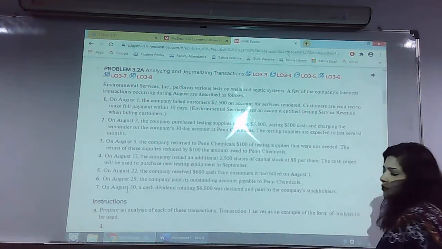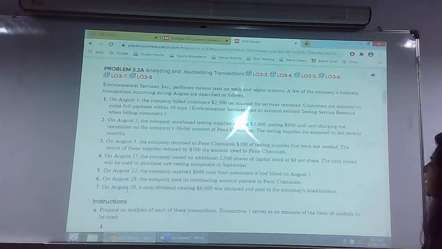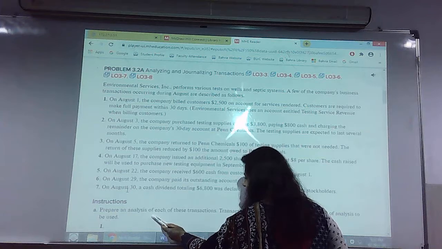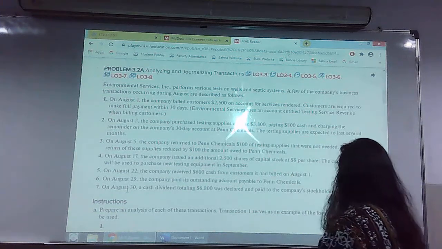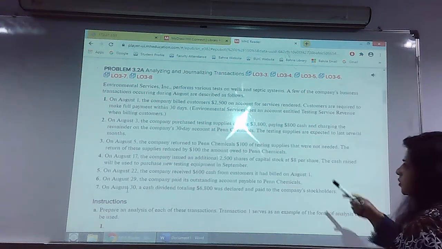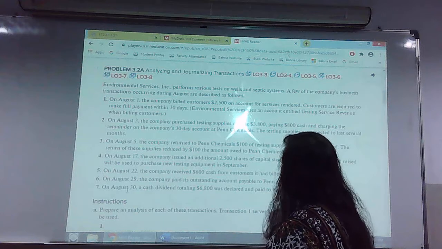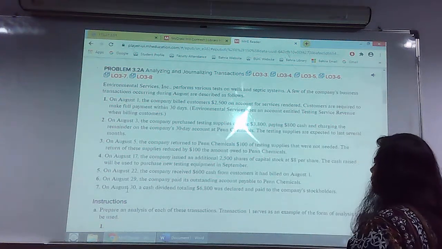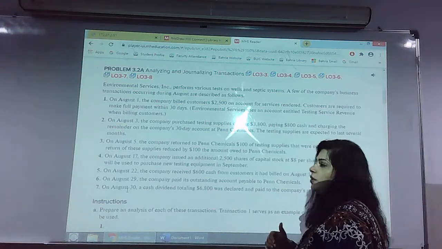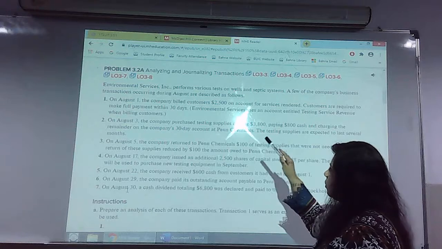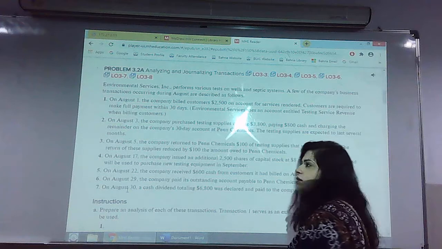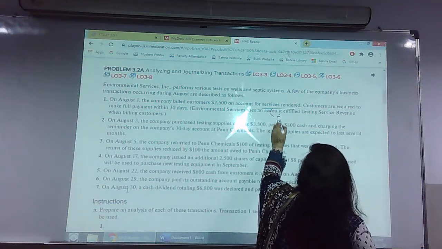So now, analyzing and generalizing the transactions. So you read the instructions first, say that prepare an analysis of each of these transactions. So transaction 1 serves as an example of the form of analysis to be used. So the first one is on August 1st, the company billed customers $2,500 on account. So when they use this word on account, it means that payment is due, has not been paid as yet. So the company billed on account for services rendered. Whenever you render services, this is considered as revenue earned.